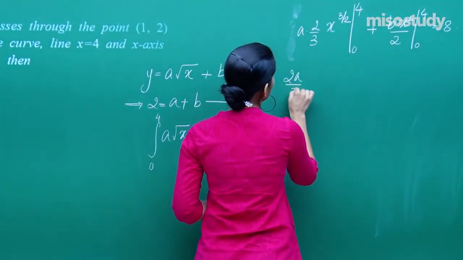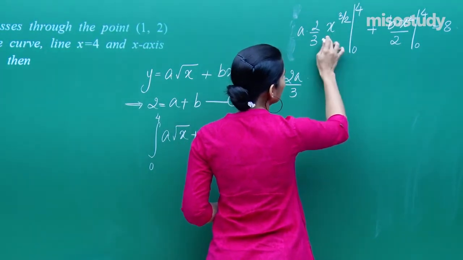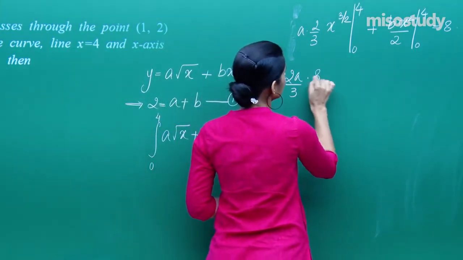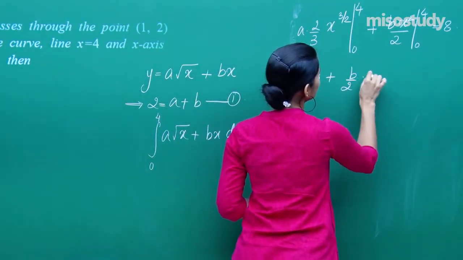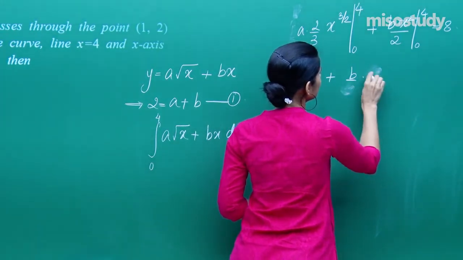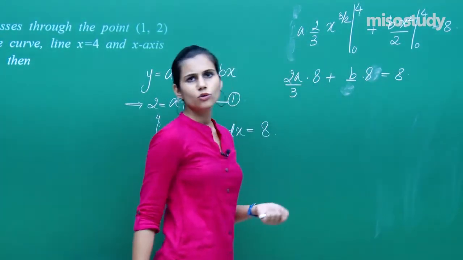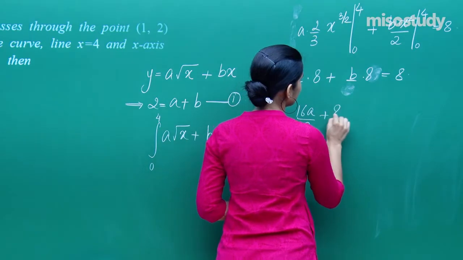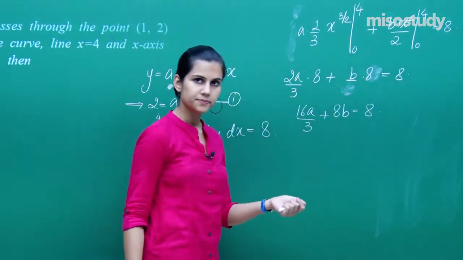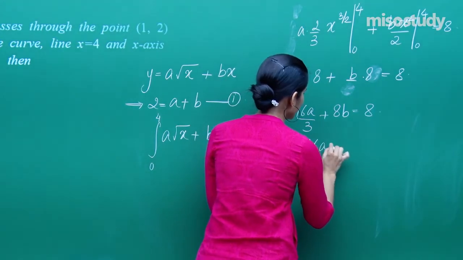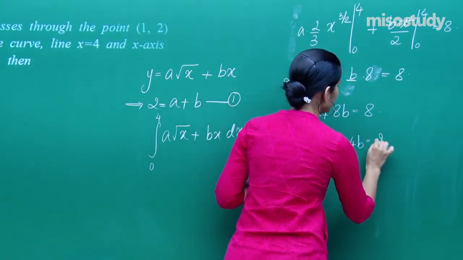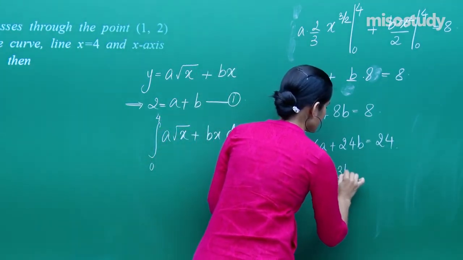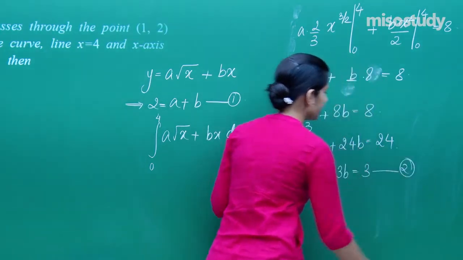So you have 2a by 3. If you put 4, this will be 2 square, and 2 square to the power 3 by 2 will be 2 cube, which is 8. Plus you have b by 2 into 16, which gives you 8b. The lower limit 0 leaves no contribution. This gives you 16a by 3 plus 8b is 8. Eventually you get 16a plus 24b equals 24. This gives you 2a plus 3b equals 3.